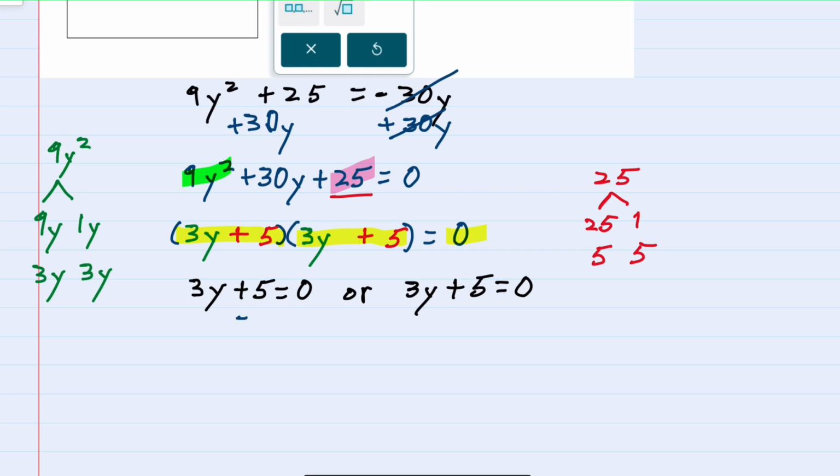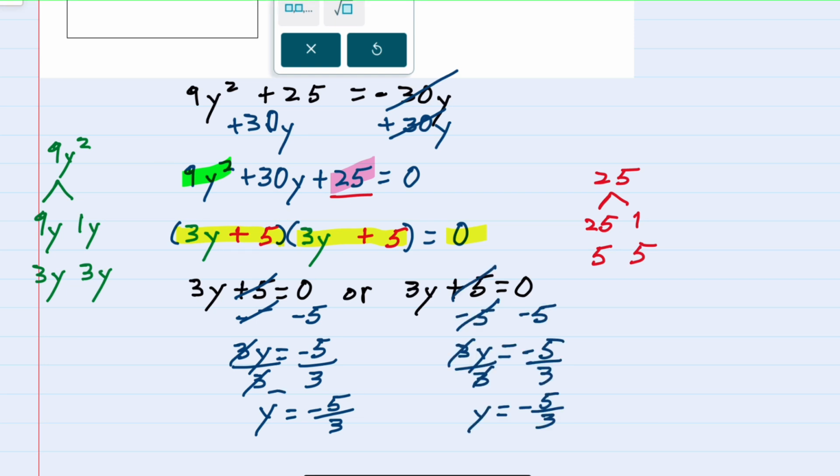On the left, I would first subtract the 5 over to the right, leaving me 3y equals negative 5. And then solving for y, I would divide both sides by 3, and y equals negative 5/3. On the right-hand side, it's exactly the same. And since I only need to write a solution once, I'll just say y equals negative 5/3.